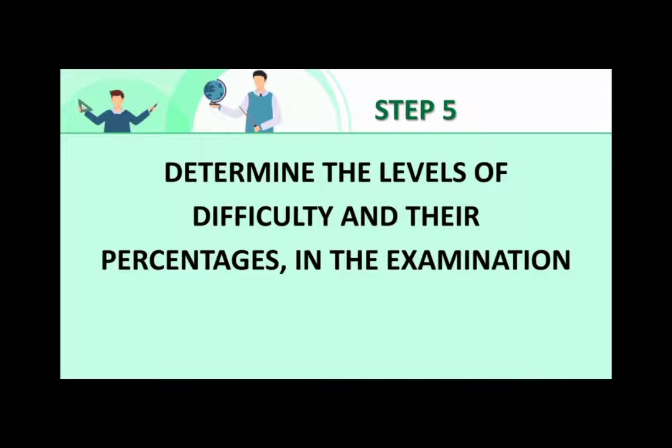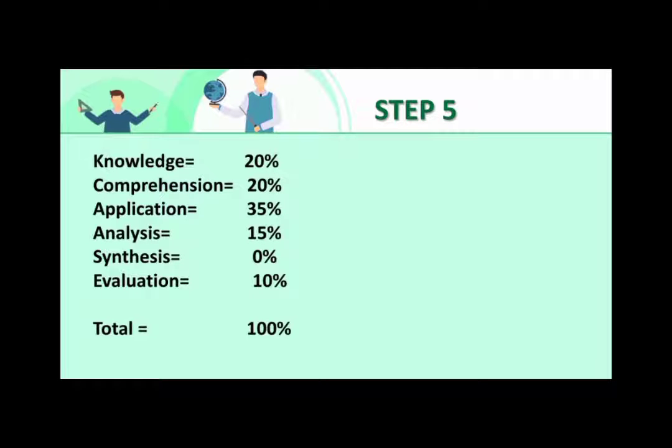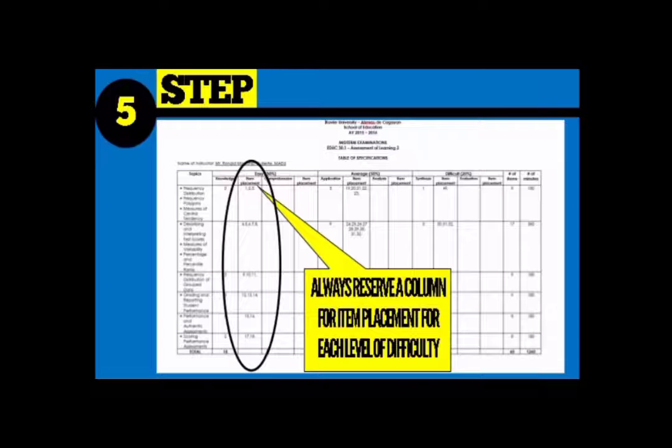Step 5. Determine the levels of difficulty and their percentages in the examination. Using Bloom's taxonomy, for example: knowledge 20%, comprehension 20%, application 35%, analysis 15%, synthesis 0%, evaluation 10%, total of 100%. Levels of difficulty and their percentages. Always reserve a column for item placement for each level of difficulty.